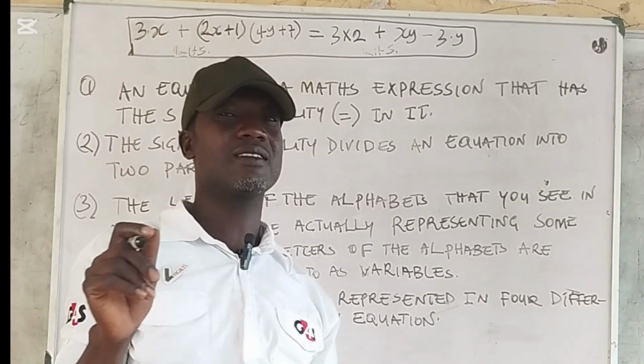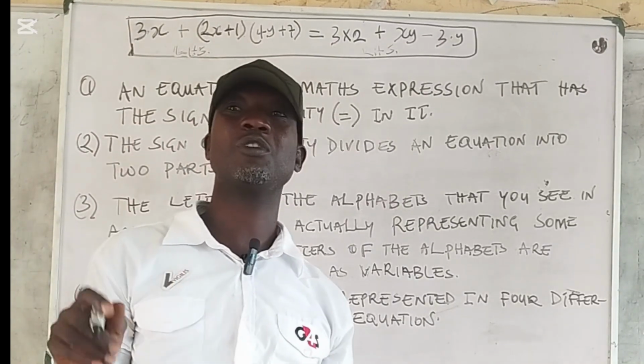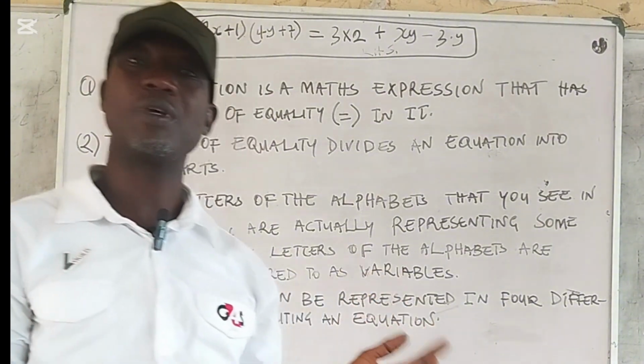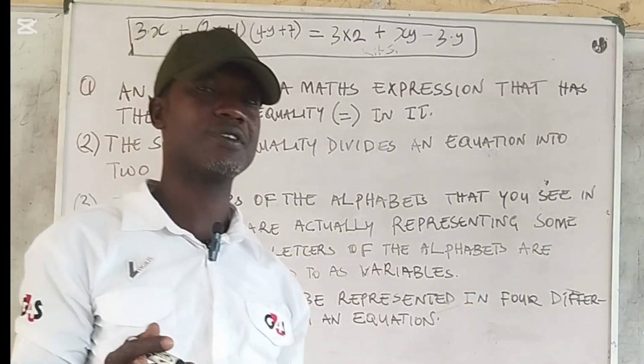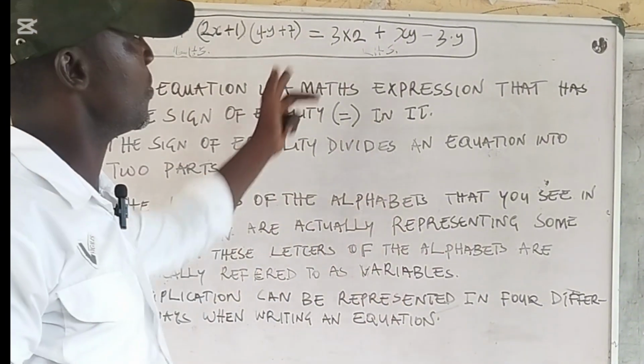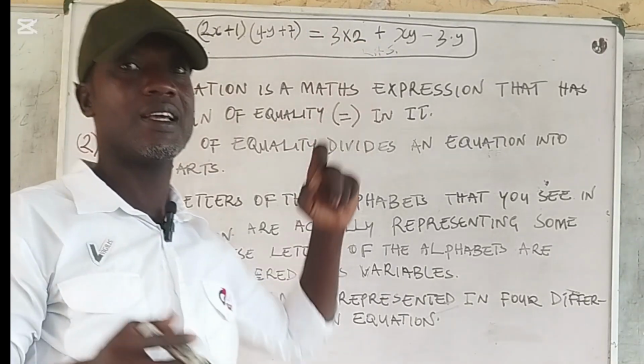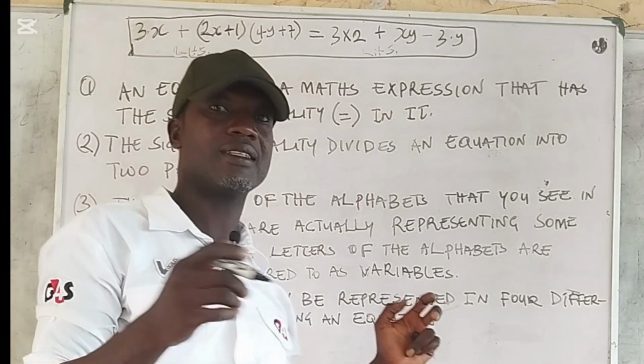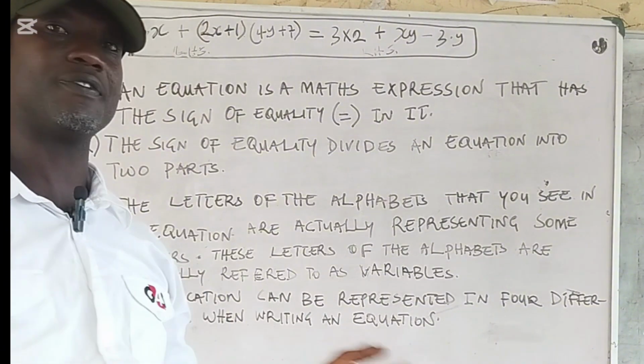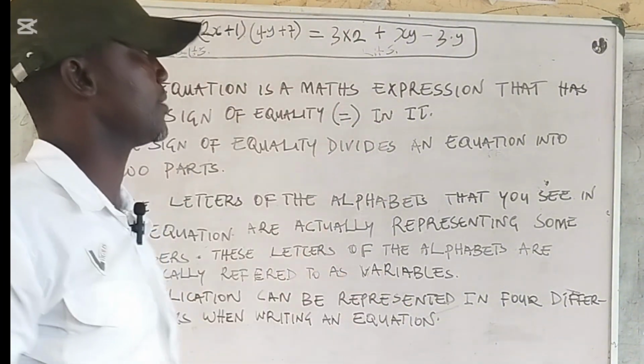This is extremely important. While solving equations, you sometimes hear them say, add 20 to both sides of the equation. With this, you now know what both sides of the equation are, and you know the landmark that divides the equation into different sides. It is the sign of equality.